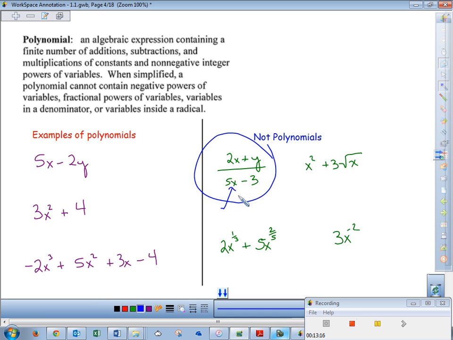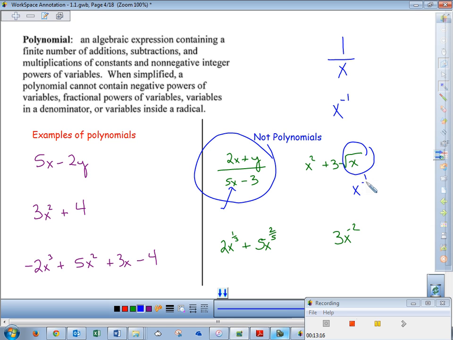Got a variable downstairs. Can't have it, right? Because you also should know that if you had something like 1 over x, isn't there a variable downstairs? That's the same thing as x to the negative first. It's got a negative exponent also, right? So not good. This is not good right here because it's the square root of x.